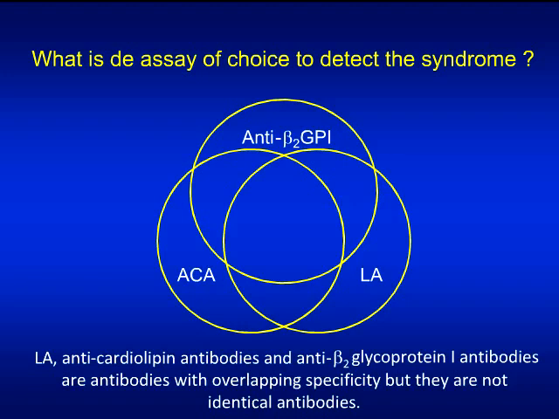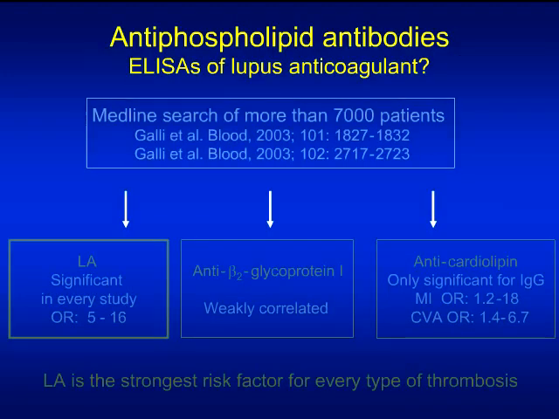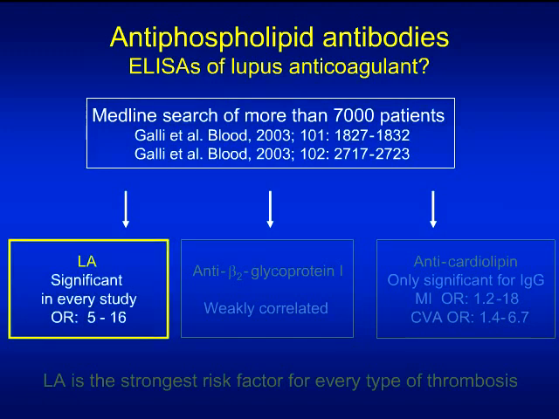So you can ask yourself which of these assays is the best one to detect the patients. There was a Medline search by Monica Galli a number of years ago. She combined all the studies, and the conclusion was very clear: lupus anticoagulant was by far the strongest risk factor for every type of thrombosis. In fact, anticardiolipin antibodies were not correlated as a single assay to venous thrombosis and only weakly to arterial thrombosis.